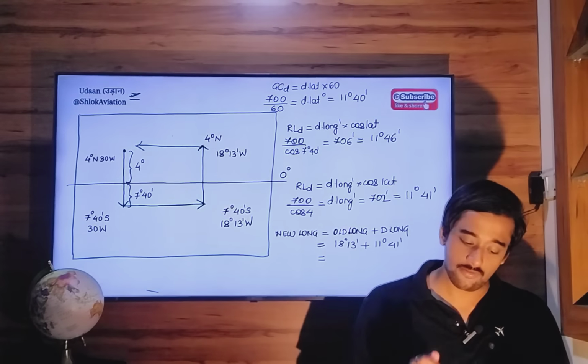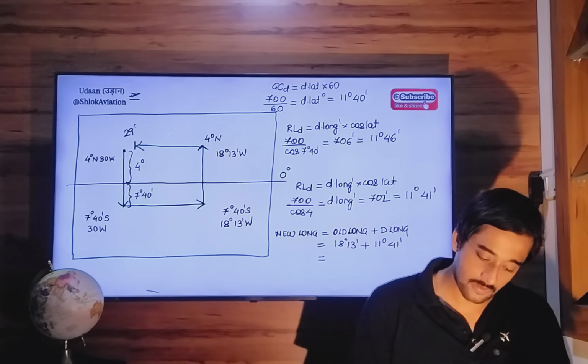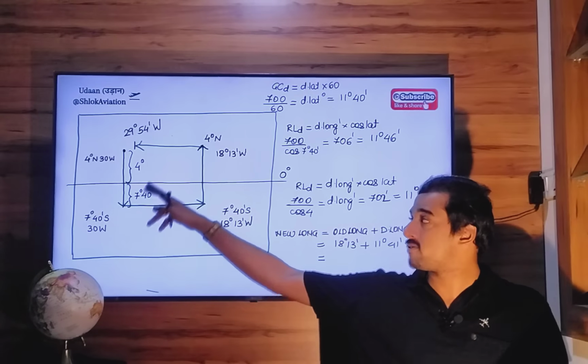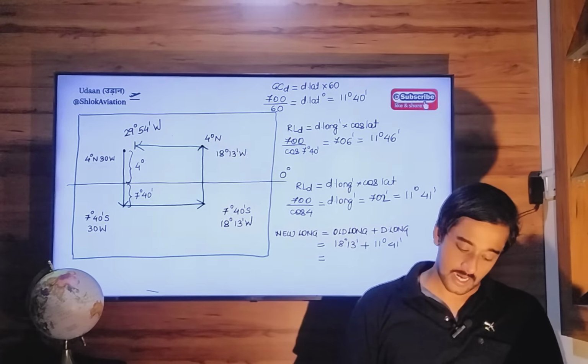So 29 degree 54 minutes. 29 degree 54 minutes west. Very close to 30 degree west, but still a few minutes off. So 29 degree 54 minutes west.